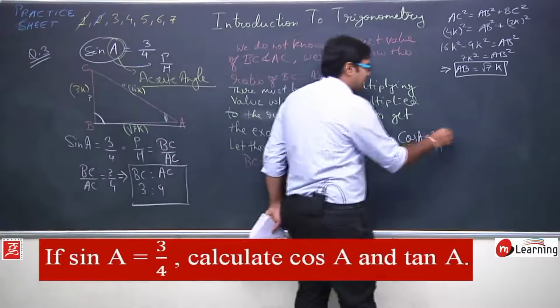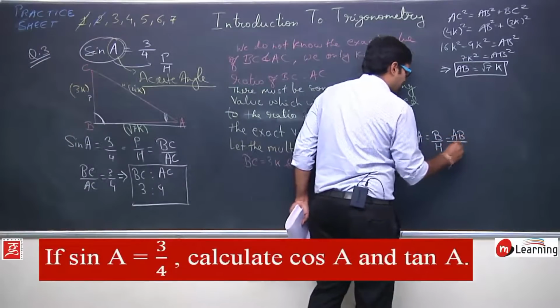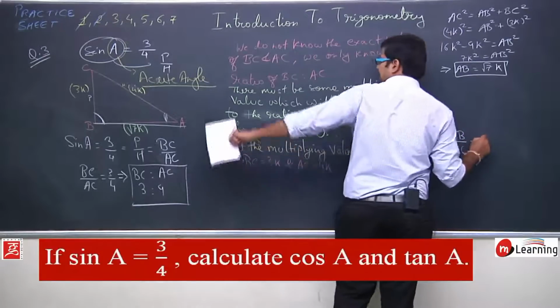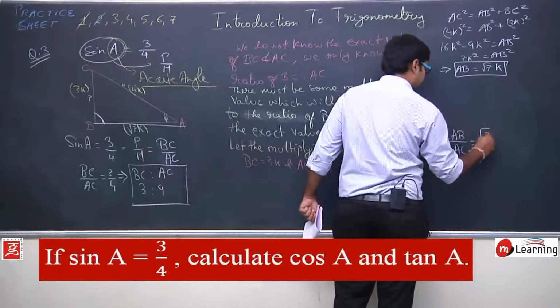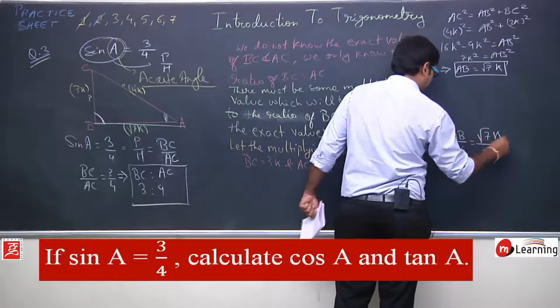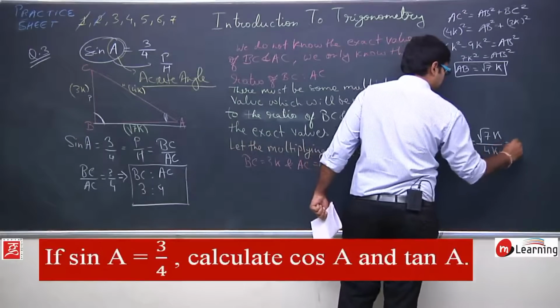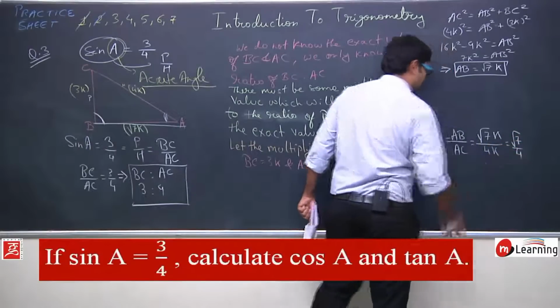So I can write here AB upon AC, where AB is root of 7k upon AC is 4k. So this is root of 7 upon 4.